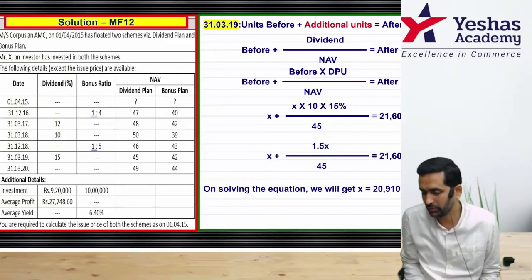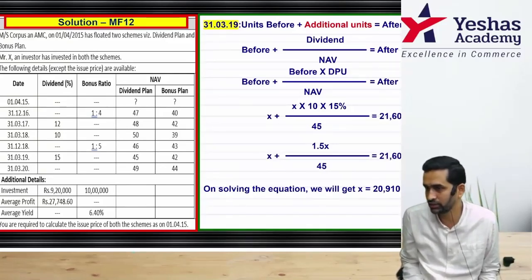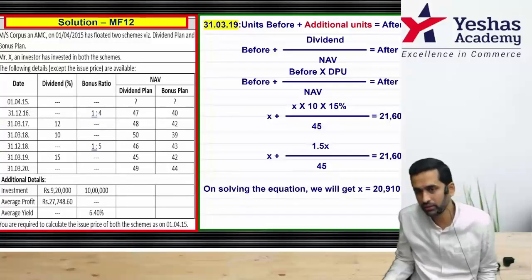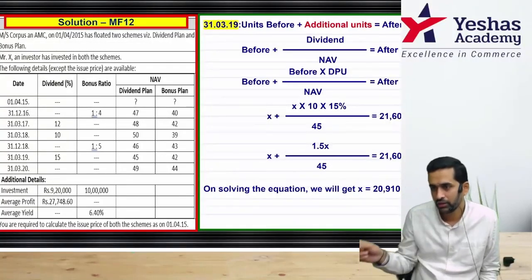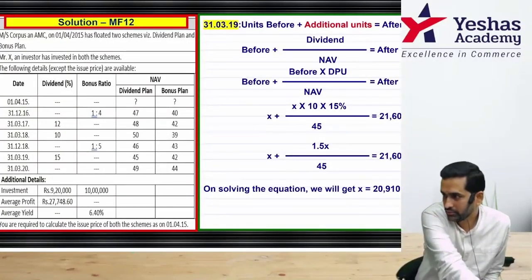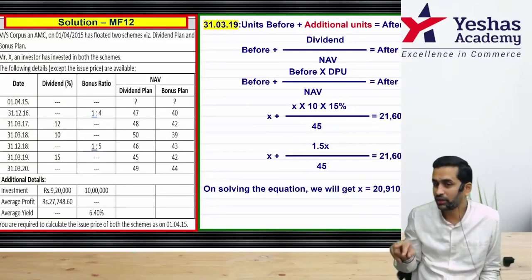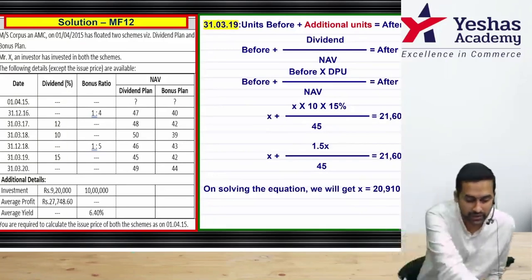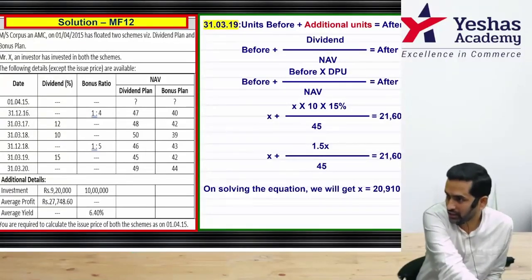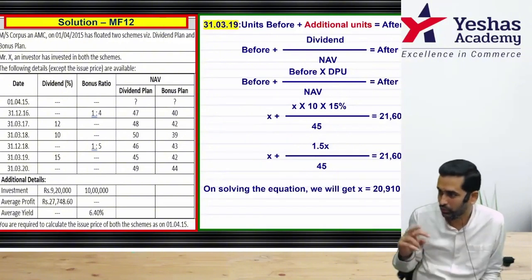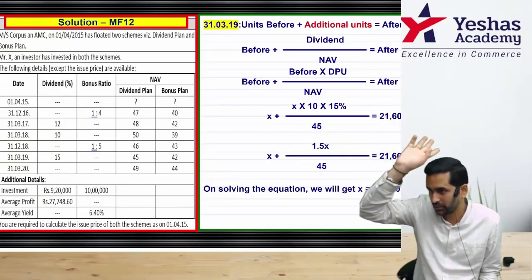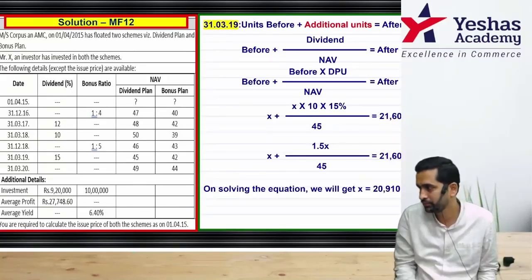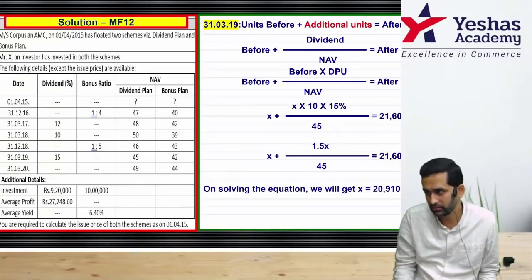X plus 1.5X by 45 is equal to 21607. When you solve it, you get 20910. Tell me, what is 20910? Number of units he was holding before this dividend. Correct? That means this is not the end. This number came after the second dividend and that number came after the first dividend. That means I have to repeat this two more times. From there only I can go back to the oldest number, the first investment that he made. Did you understand first? Then copy.